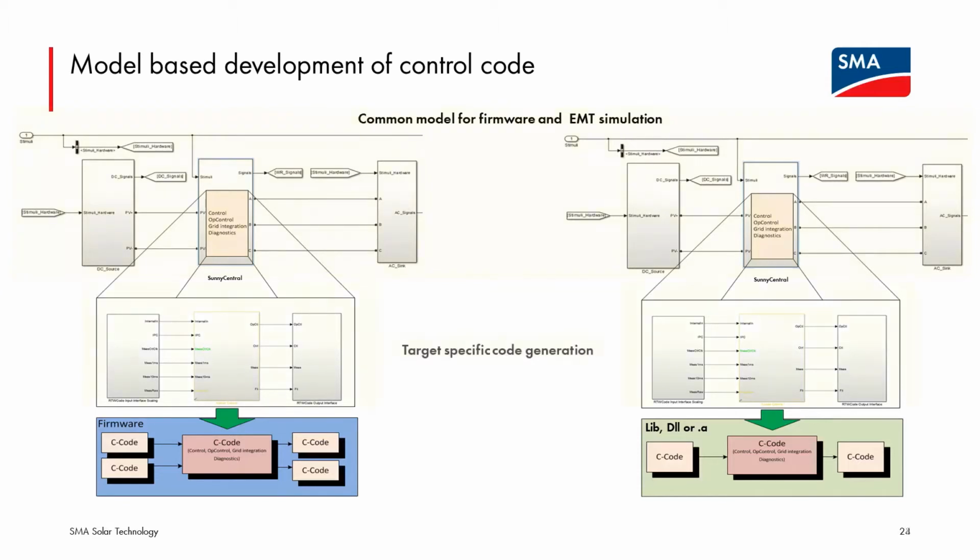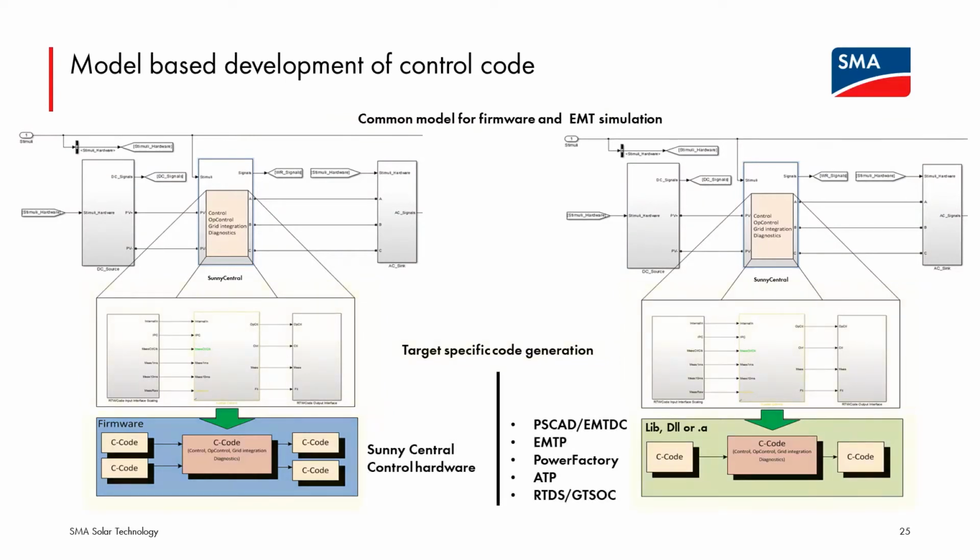By means of target-specific code generation, it is convenient to generate C code for either the real firmware that is deployed to the inverter hardware, or a library that can be included in PC-based electromagnetic transient programs like PSCAD EMTDC, EMTP, Power Factory, and ATP. Such programs are widely used for doing grid integration studies. Also, this code can be integrated into a .A library for the RTDS GTSOC hardware. A demonstration of the capabilities of the GTSOC will be given by RTDS afterwards.